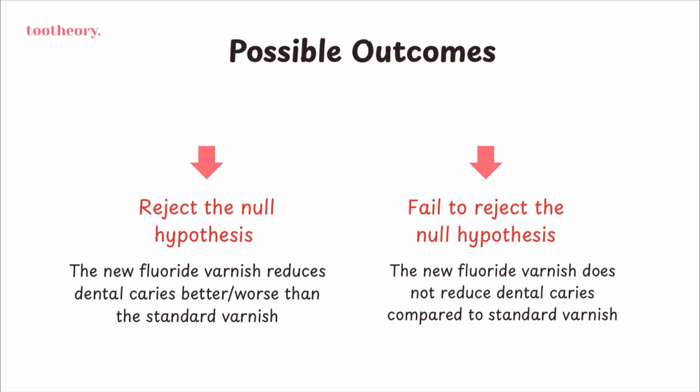So looking at this, we have two possible outcomes. The first outcome is to reject the null hypothesis, right? This means, as per our example, we will say the new fluoride varnish reduces dental caries better or worse than the standard varnish, right?